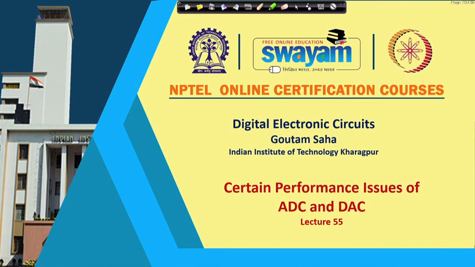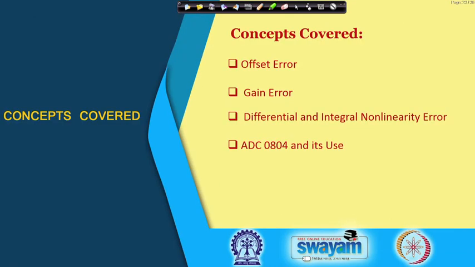Hello everybody. In this class we shall discuss certain performance issues which have some common element for both ADC and DAC, and this is in the form of offset error, gain error, differential and integral nonlinearity error. So, these are the terms that we shall get familiarized with, and we shall see how they matter for ADC and DAC operation. And also we shall look at one IC, analog to digital converter IC 0804, and how it is used. So, that also we shall see in this particular lecture.